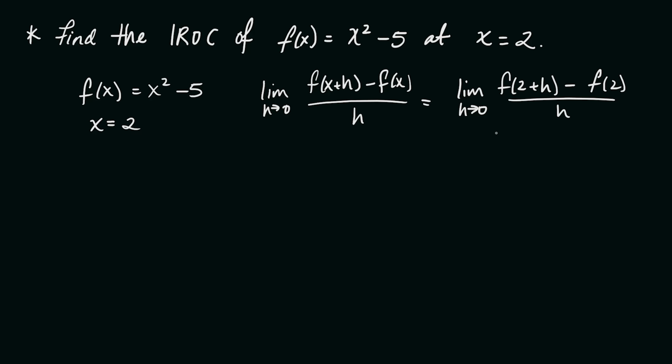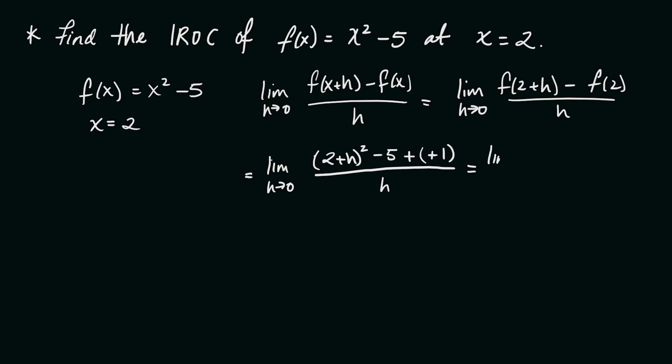And by evaluating for that, we get the limit as h approaching 0 of, not x squared, 2 plus h, that parenthesis squared, minus 5, and then minus f of 2, which in this case would be 2 squared minus 5. 4 minus 5 equals negative 1. So minus a negative 1. We have a lot of signs here, so we're going to have to cancel those out too. So double negative makes a positive, right? Just for the ease of things.